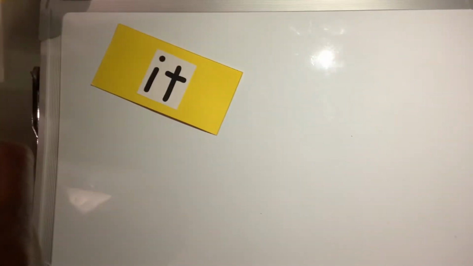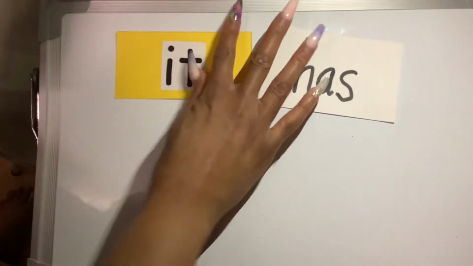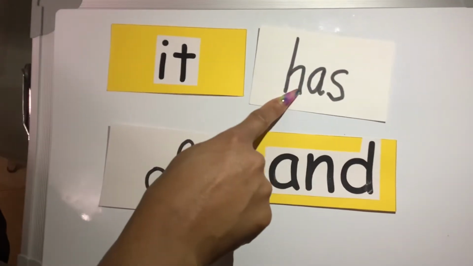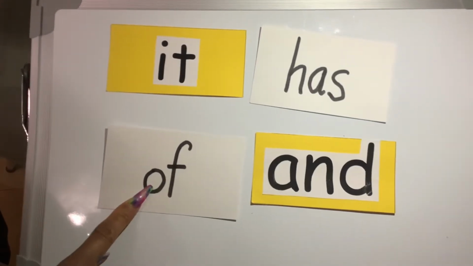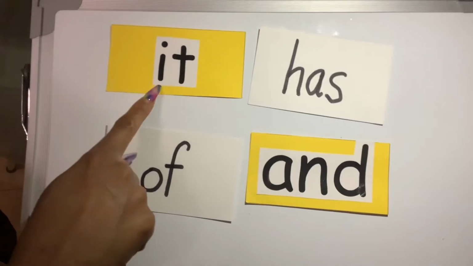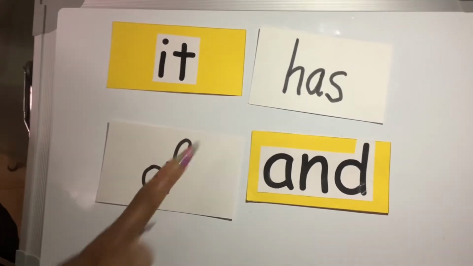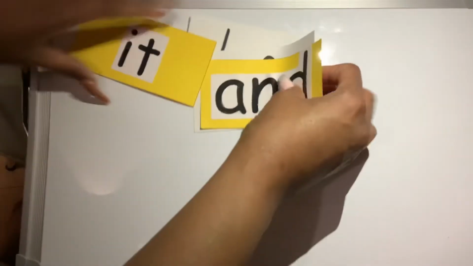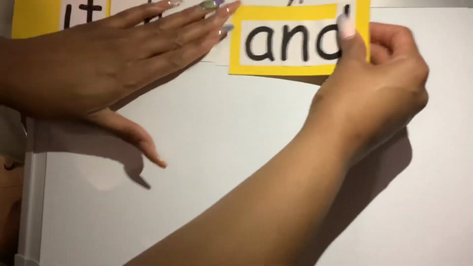I also wanted to introduce more words that we know. Do you know these sight words? Let's review. It, has, of, and. Can we do that again? It, has, of, and. I will be using these sight words in my writing today.